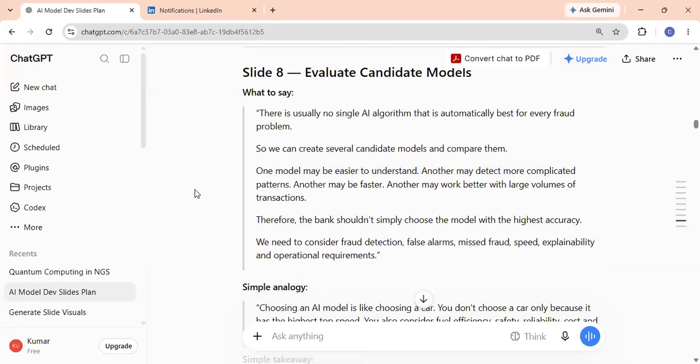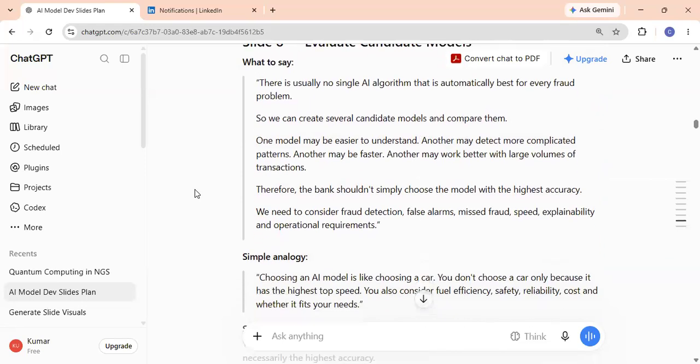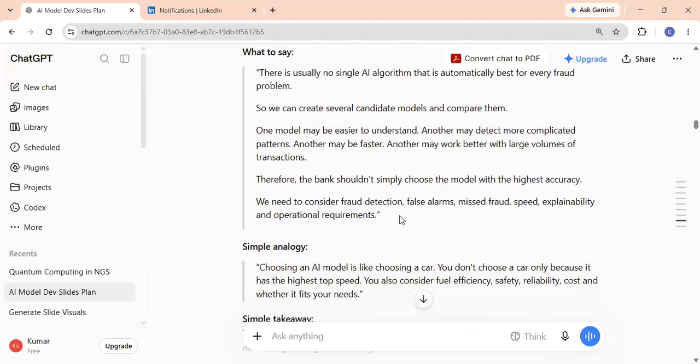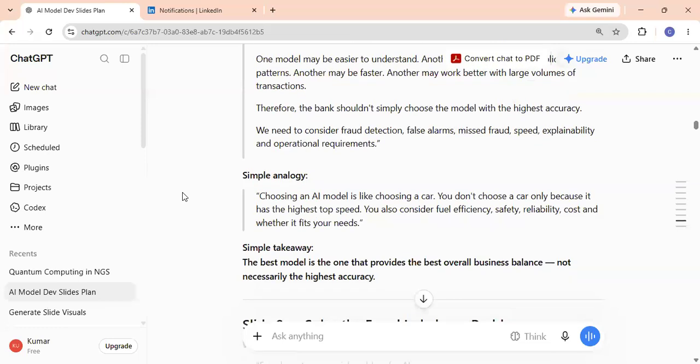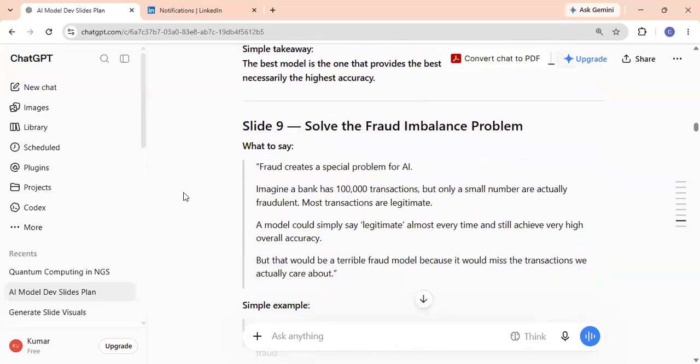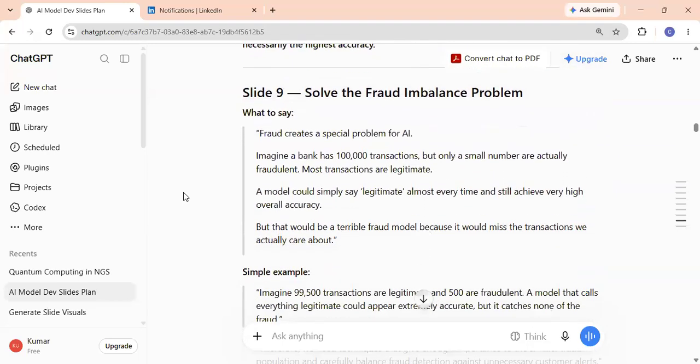And usually there is no single algorithm that is automatically best for every fraud problem. This is also we discussed it. We discussed it about the false alarms, miss frauds, all those things. Right. Then this is ninth one. We'll see solve the fraud imbalance problem.